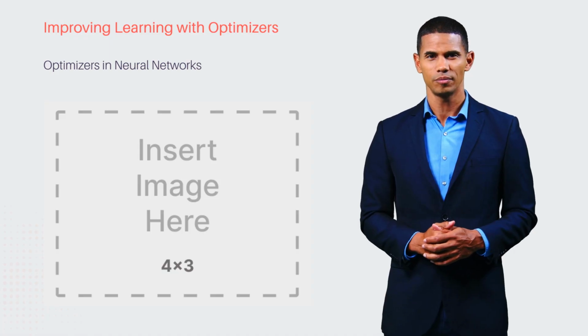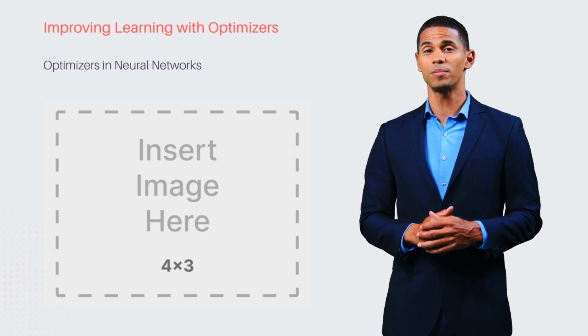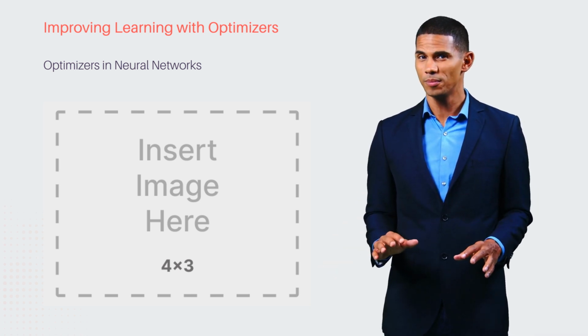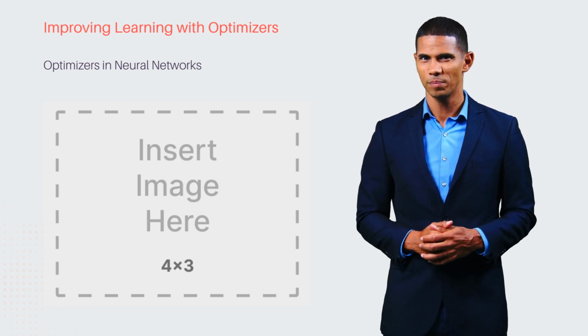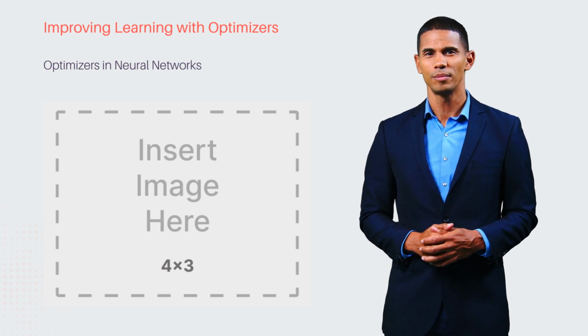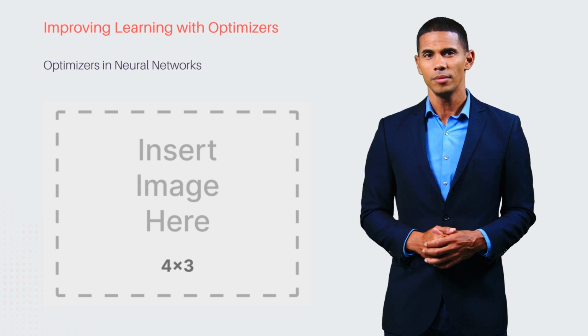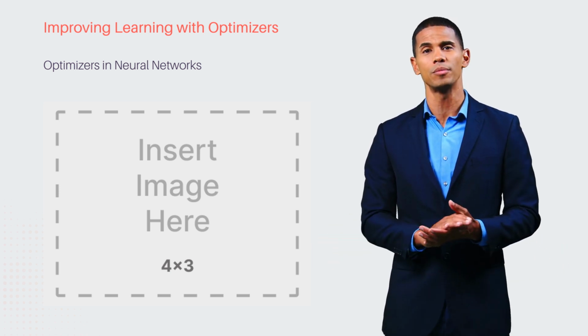Optimizers are key in refining how neural networks learn. They adjust weights and biases to minimize loss, enhancing learning speed and effectiveness. Popular optimizers include stochastic gradient descent, ADAM, and RMSProp. Choosing the right optimizer is crucial for efficient training, ensuring the network learns effectively without overfitting or underfitting.